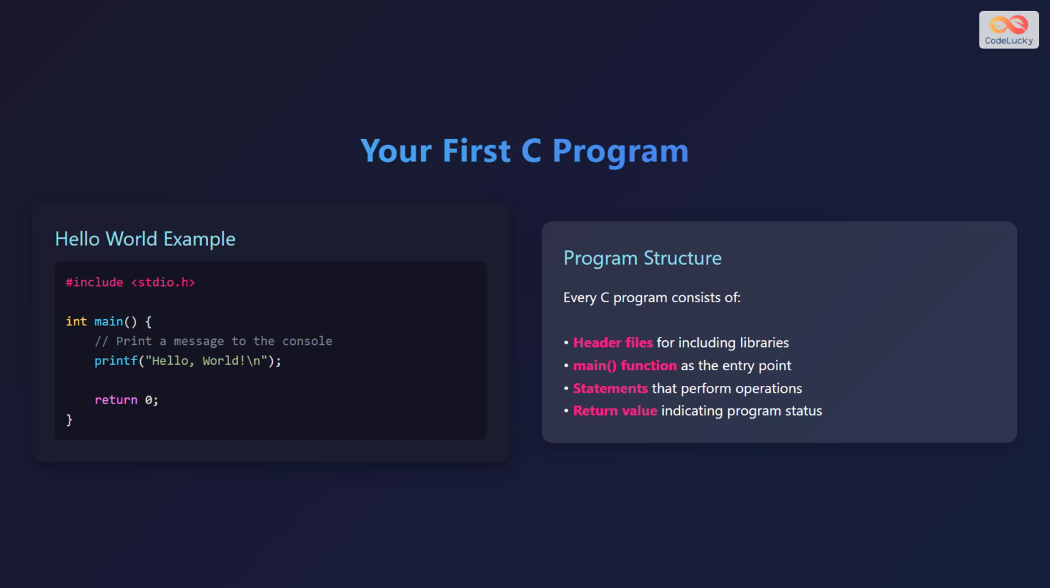Every C program consists of header files for including libraries, the main function as the entry point, statements that perform operations, and a return value indicating program status.